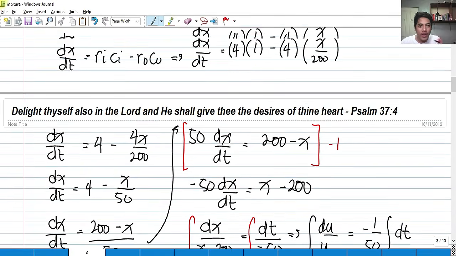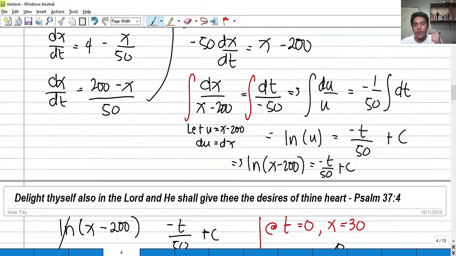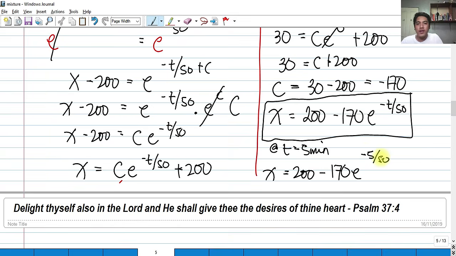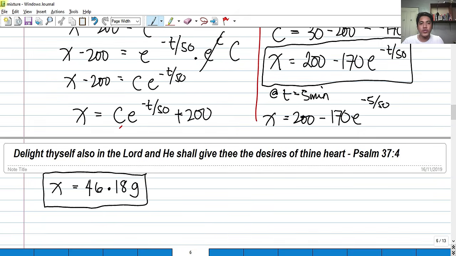So for letter B of our question, find the amount of salt in the tank after 5 minutes. At time t equals 5 minutes, we simply substitute the value of 5 here. So we have x equals 200 minus 170 e raised to negative 5 over 50. If we substitute that into our calculator, we will get an answer equal to 46.18 grams, up to 2 decimals. So that's how we solve the mixture problem.